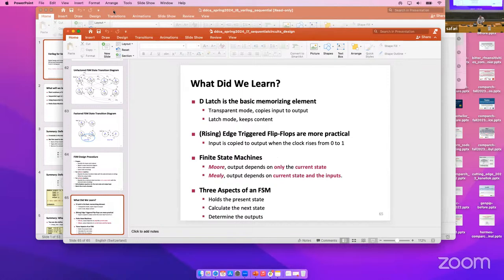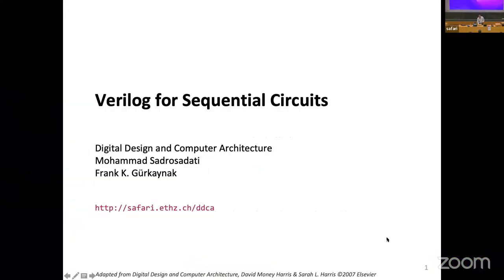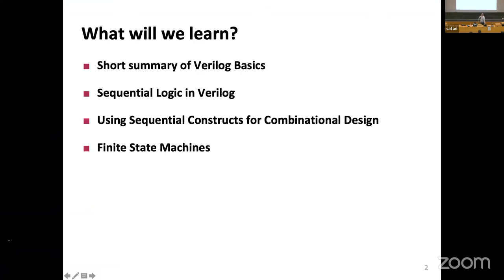And to move on, I have to go to the chat. Okay, so today, what I really wanted to talk about was Verilog for sequential circuits. We should probably make a short summary because it's not exam time yet, so we need to review some of the things. Then we will talk about how to define these sequential logic elements. And the only thing we care about are what?